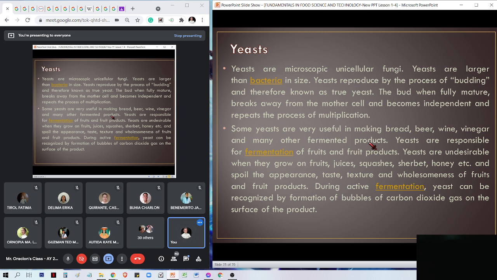So when you're talking about budding, mag-anak-anak ni siya. Mura siyang madouble, din mo anak, din ang kato na pong usa mo anak. That's why nga, dali-dali po ni siya mo daghan ang kaning yeast. So, and therefore known as true yeast. The bud, when fully mature, breaks away from the mother cell and becomes independent and repeats the process of multiplication.